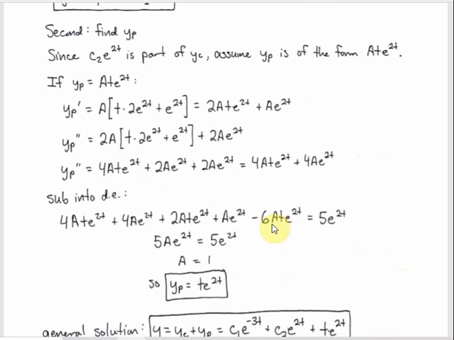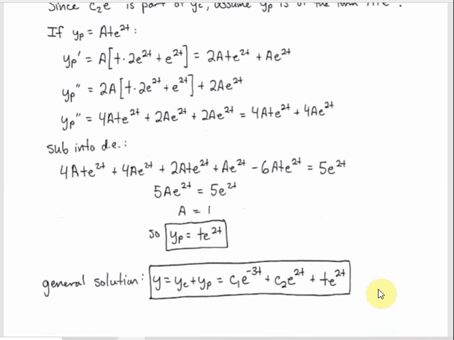so there's everything substituted in, and then if you combine like terms, you say, oh, well, 5a e to the 2t is equal to 5 e to the 2t. That looks like it's pretty easy to solve. a has to be 1. So then y sub p is just t e to the 2t, and there's the general solution. So there's the complementary solution, those first two terms. There's the particular solution in the last term.